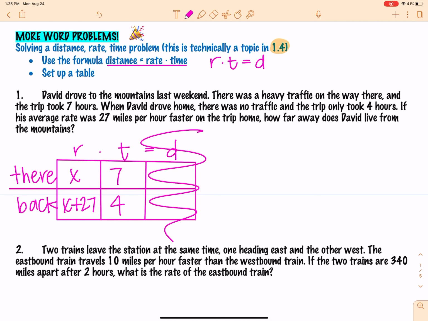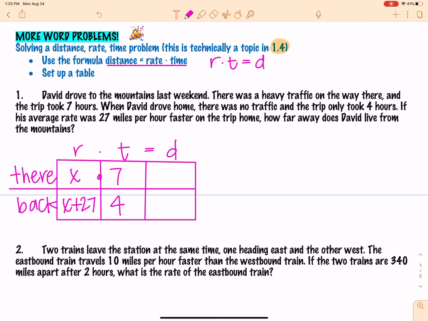Okay, and then now I want to know how far away does he live from the mountains? So once you read this sentence, at the end of your last sentence, you should have, again, all 4 of those little boxes filled in. And then after that, you're able to fill in your distance column.